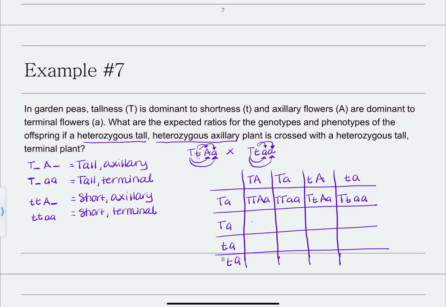I know these are all going to be the same here because we're working with the same alleles, so I'm just going to copy it quickly. Okay, so now we're starting with a new genotype here. So let me look at this.